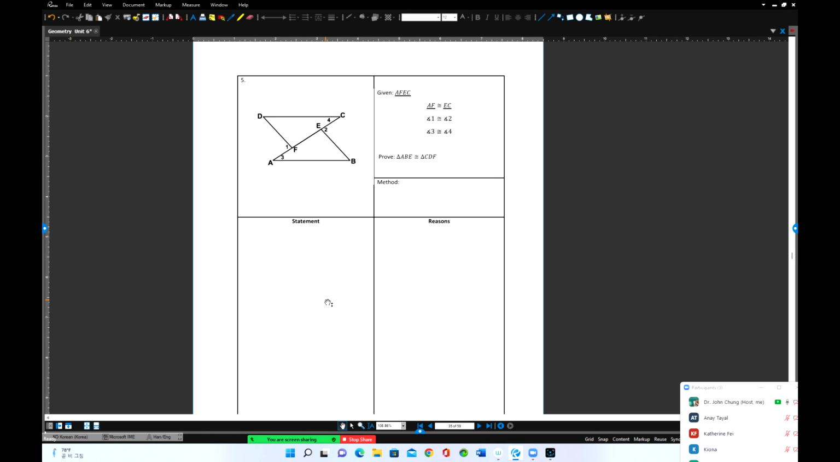Next time, we're going into some other topics, like double triangle congruence. That is the hardest one. Maybe you can try double congruence, okay?